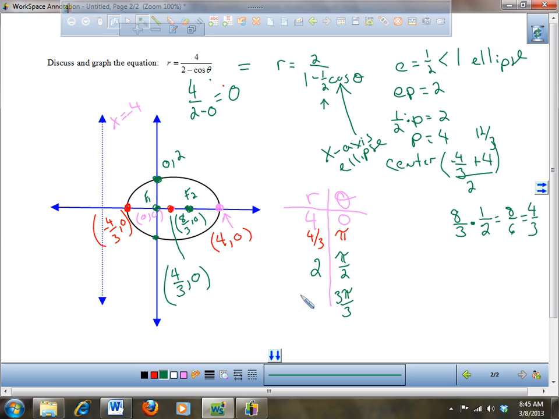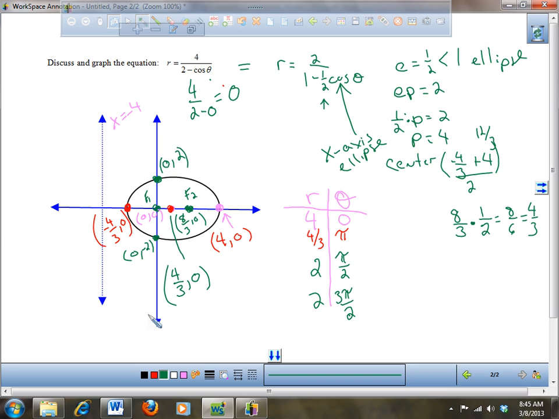So if I were to plug in 3 pi over 2 into here, I would get 0 as well, and then I get out 2 again. So that means I come out 2, and then I rotate through pi over 2. So this point down here is 0, negative 2. Okay? I'm almost done. Last thing.